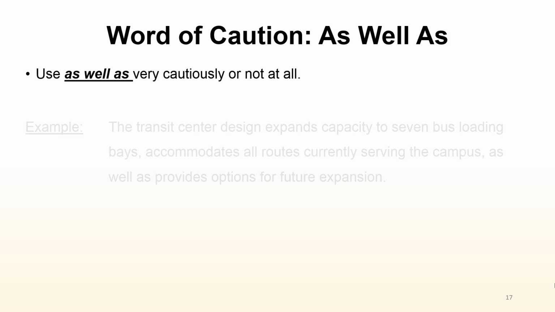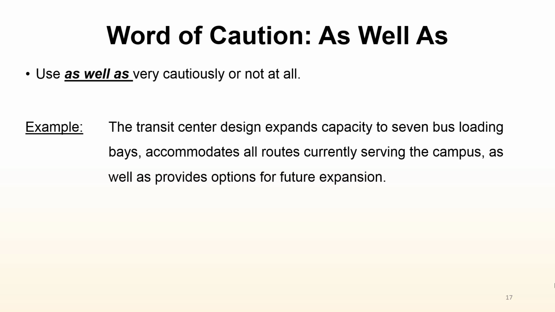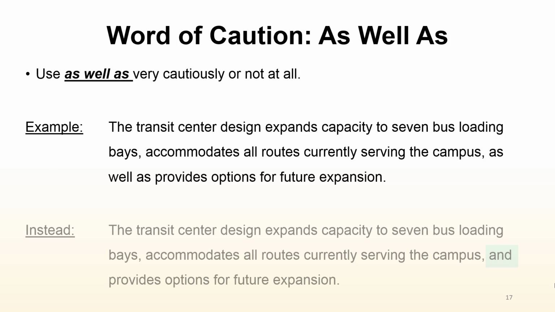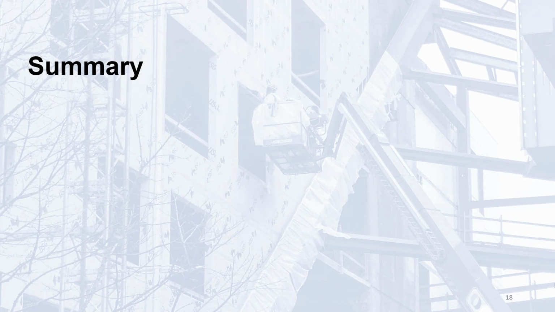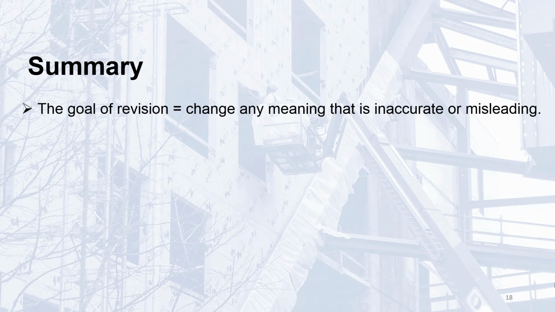For example, the transit center design expands capacity to 7 bus loading bays, accommodates all routes currently serving the campus, as well as provides options for future expansion. Instead, a sentence like this is more clear. The transit center design expands capacity to 7 bus loading bays, accommodates all routes currently serving the campus, and provides options for future expansion. Your overarching goal when doing revisions is to change any meaning that is inaccurate or misleading.